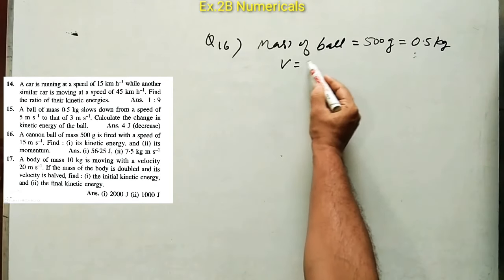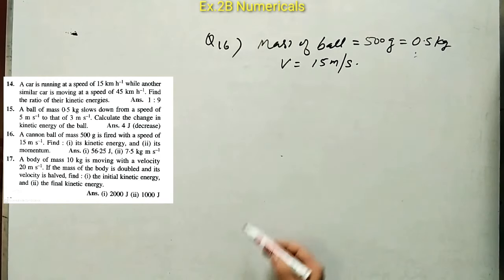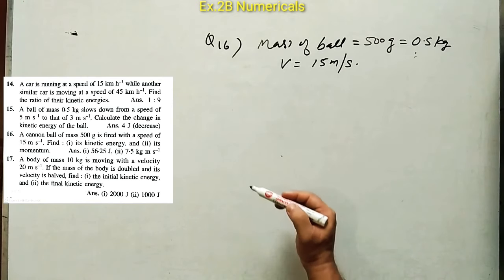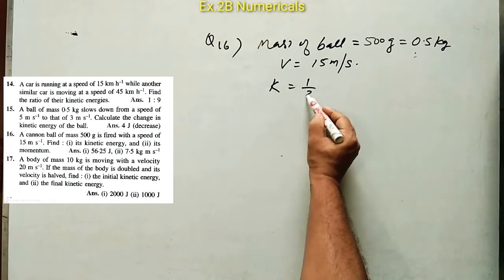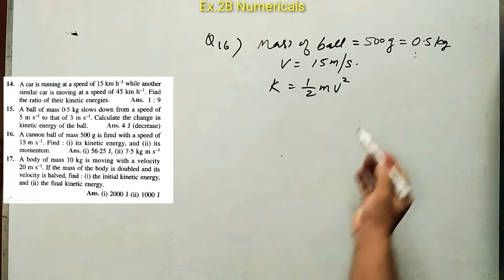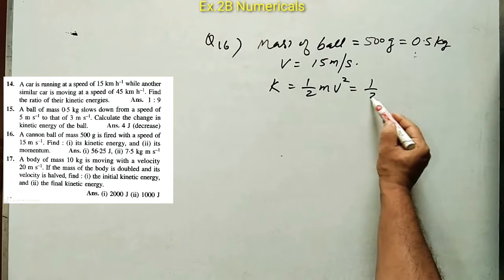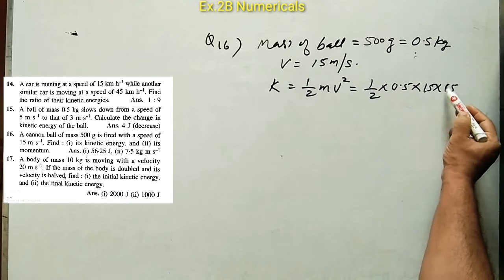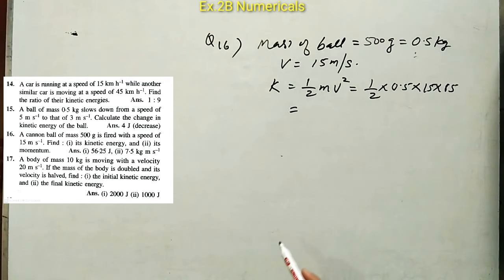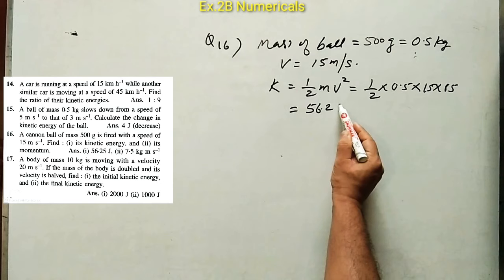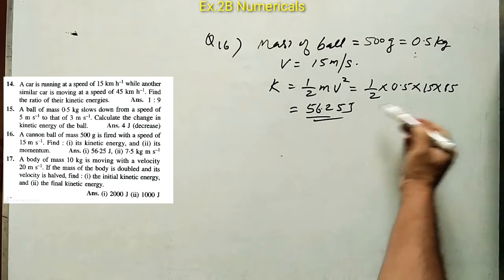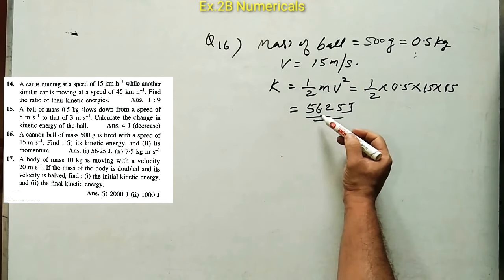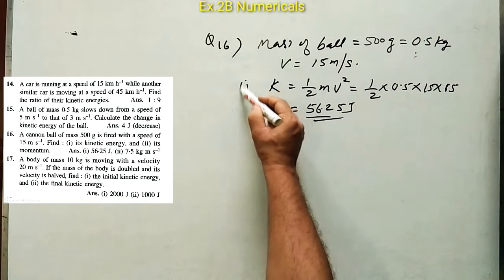The speed is given, 15 meter per second. This is the speed of the cannonball. First you have to calculate the kinetic energy. K is equal to half mv square. It's a direct problem. All the values are given there. Just place the value. 1 by 2 into 0.5 into v square, 15 into 15. Don't forget to square the velocity. So we are getting it as 56.25 joule. All of you solve it and you will get the value of kinetic energy of the ball, 56.25 joule. So that's the first part of the question.